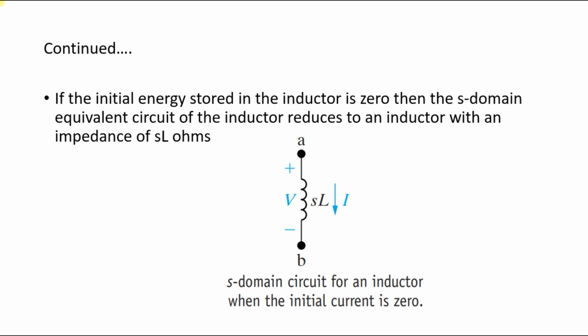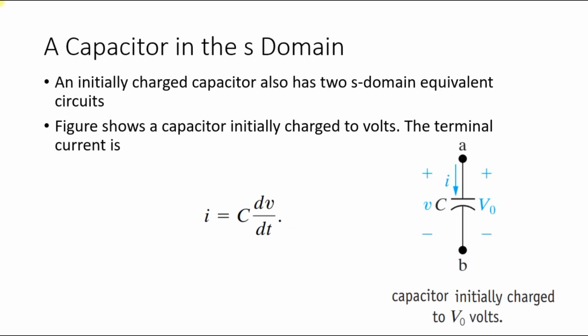So if the initial current is 0, my inductor is S into L. In normal cases they put only L. If I model the inductor in the S domain or the frequency domain, it is replaced by S into L. The unit of SL is ohms. Okay, now if the capacitor is in the S domain, take the initial voltage across the capacitor as V naught.